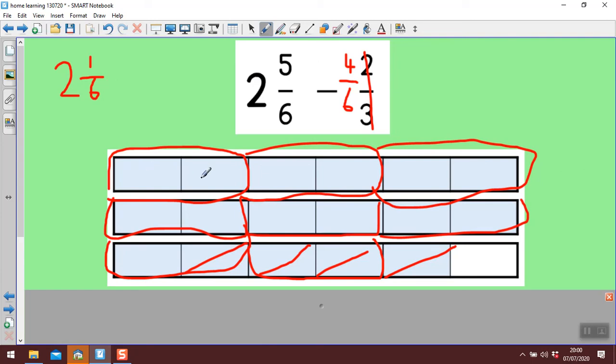And that's 1, 2, 3, 4, 5, 6, 7, 8, 9, 10, 11, 12, 13/6. Just to check, 13 divided by 6 is 2, remainder 1, and then 2 lots of 6/6, 2 times 6 is 12, add 1 is 13.